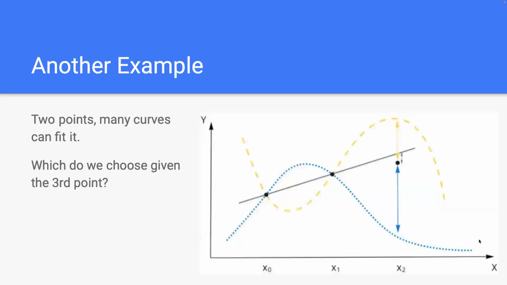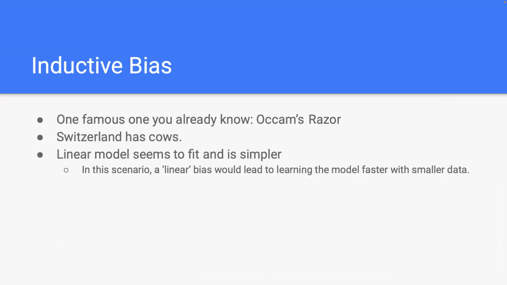Next slide. Here's another example. You have two data points, x0 and x1. Now, you know from basic algebra, you can put a line, a parabola, a cubic through two points. You can put many, many curves through that. Now, if I collect one more point, x2, which of these three models should I choose? They all kind of fit the data a little bit, right? So how do you decide?